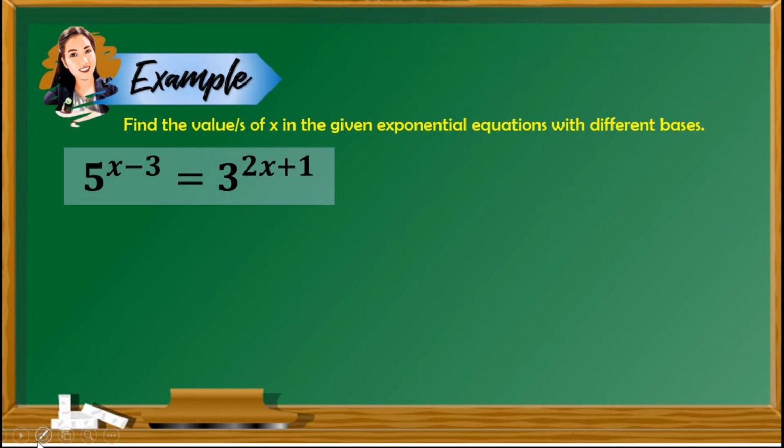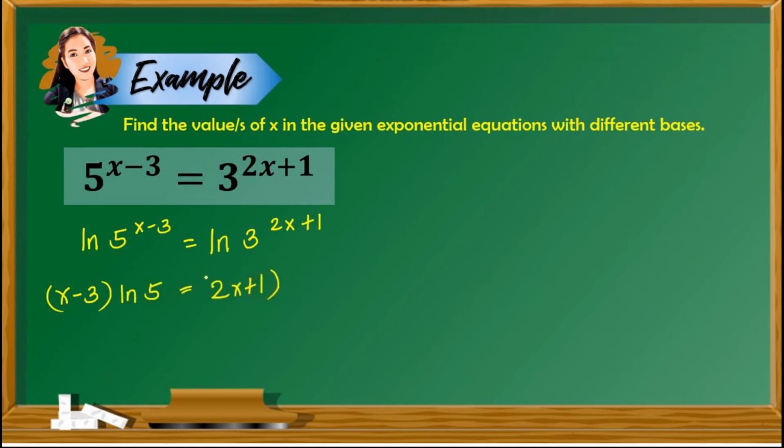Last example, find the value of x in this exponential equation. 5 raised to x minus 3 is equal to 3 raised to 2x plus 1. We need to take the logarithm of both sides. This time, let us use the natural logarithm. So we have ln of 5 raised to x minus 3 equals the ln of 3 raised to 2x plus 1. Next is to apply the law of a power. We have x minus 3 ln of 5 equals 2x plus 1 ln of 3.